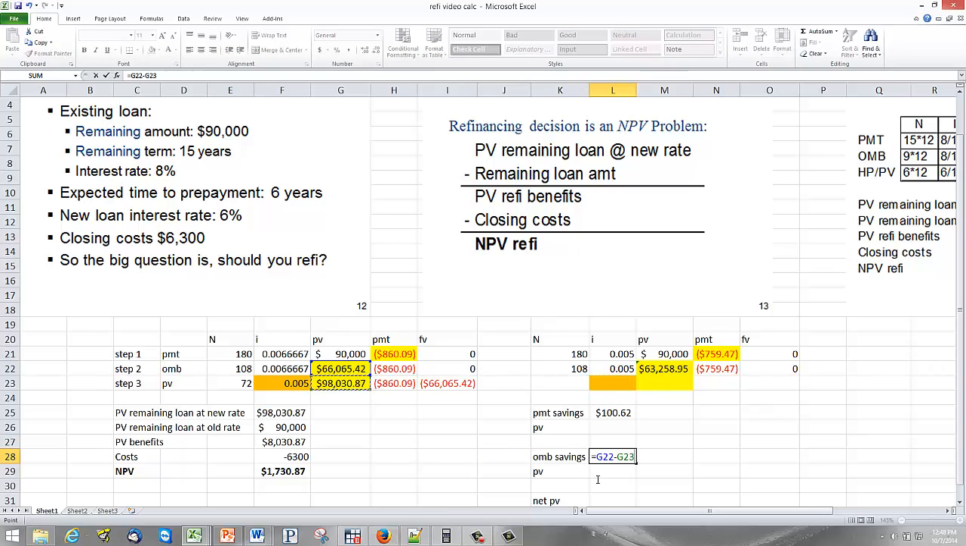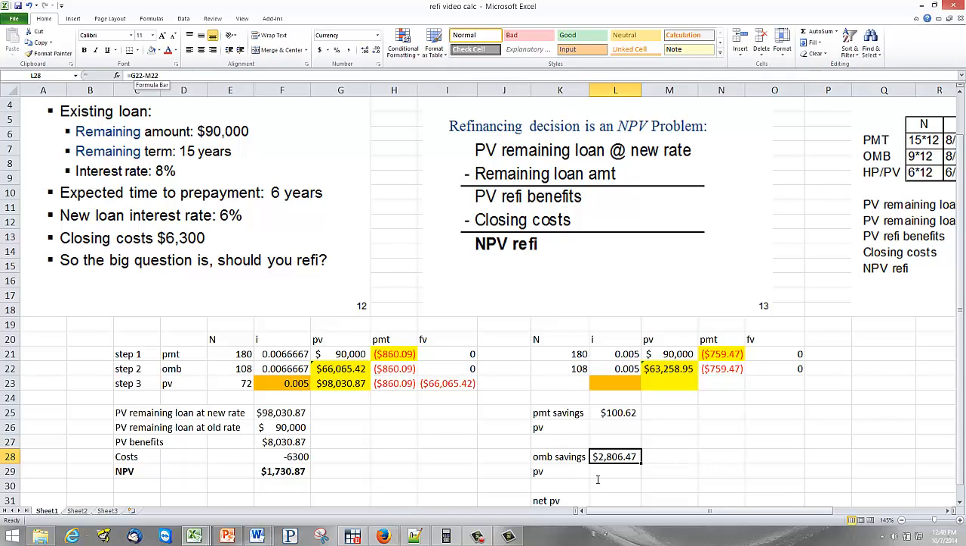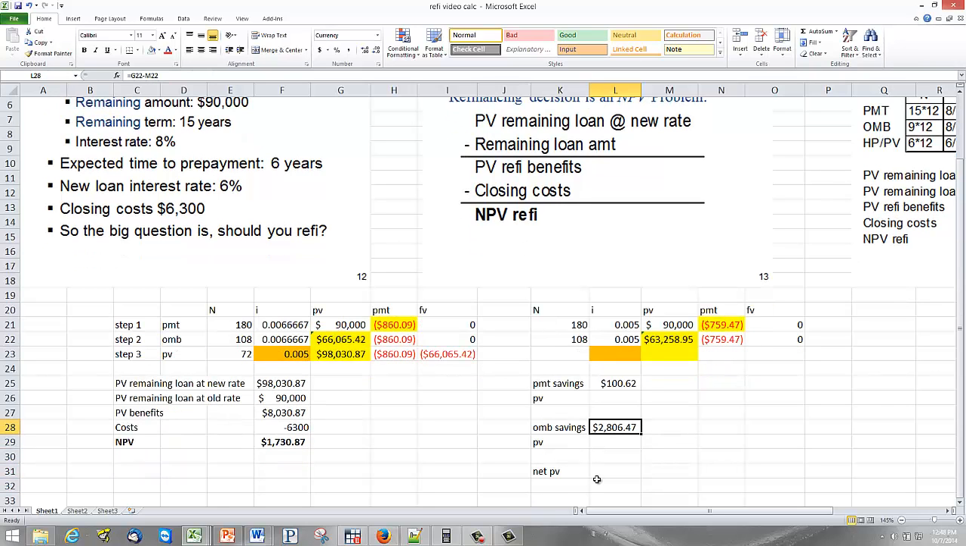Under this scenario, it's 66,000. Under the new rate, it'd be 63. So we're going to have a savings of about $2,800. But this occurs 72 months from now, and then I get 72 monthly savings of the payment difference. So I want to find the present value of both of those.